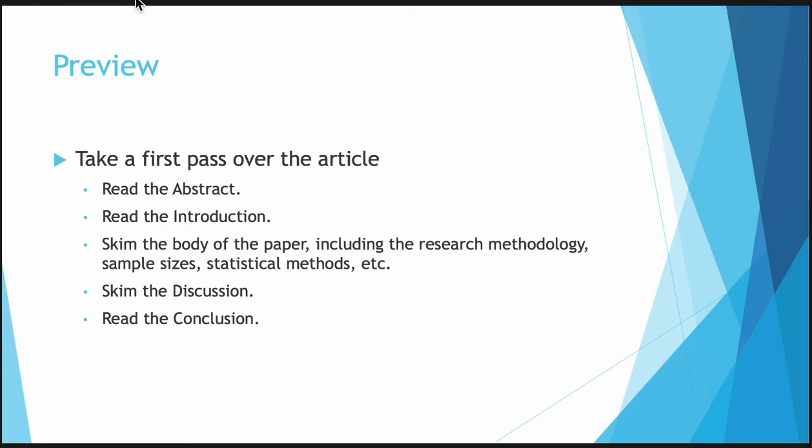First, preview the article. Take a first pass and look over the article. Read the abstract, read the introduction, skim the body of the essay. See if you can figure out what the research methodology is, if there are sample sizes or statistical methods. Skim the discussion and read the conclusion. If at any point during this first pass you realize that there are methodologies, mathematical knowledge, or statistical issues in the paper that you just do not understand, it might be a good idea to pass on that essay and go to a different one.